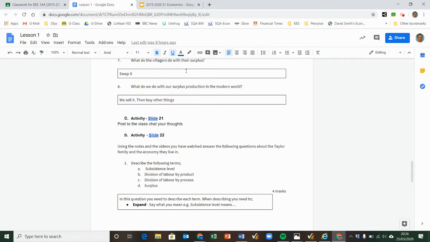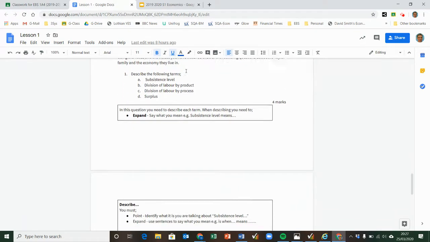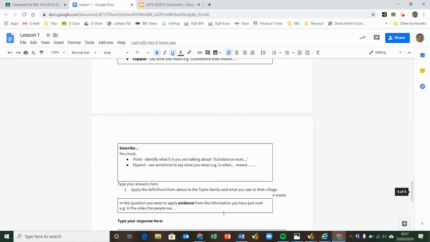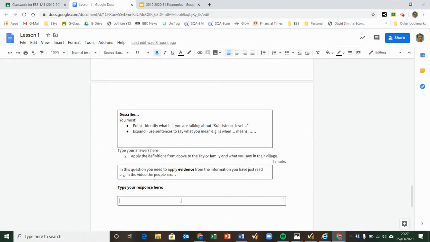Now, so we want to save what we're talking about. Now, this has done the first bit for us. So, subsistence level means. So that's really our point. I know we're given that point. We want to use words like this is when or this means. So, subsistence level is when, or subsistence level means. And you write a sentence, and that's just expanding it. So, if you could pause and do this work, and once you've typed it in down here, put your responses here. If you just type here, I'm just going to add to it. Thank you.